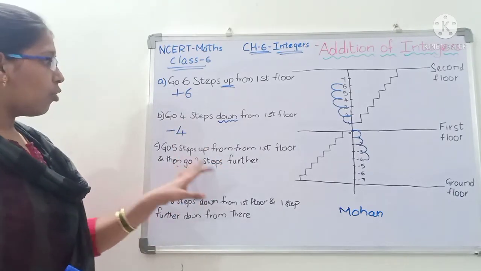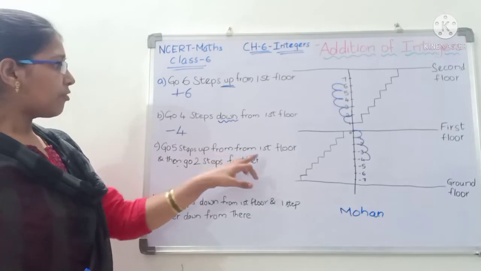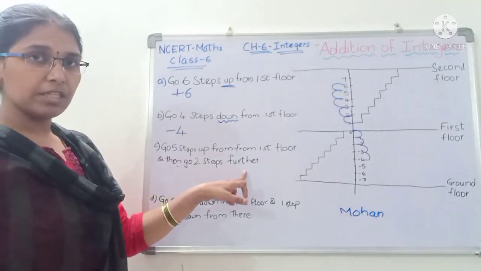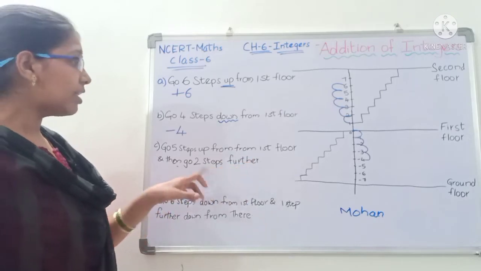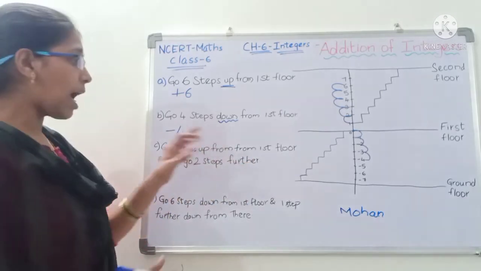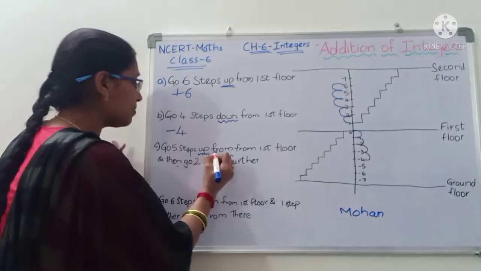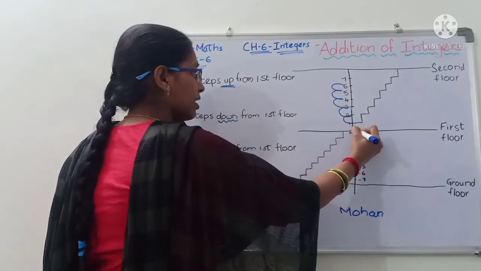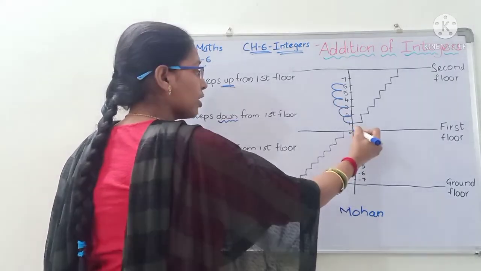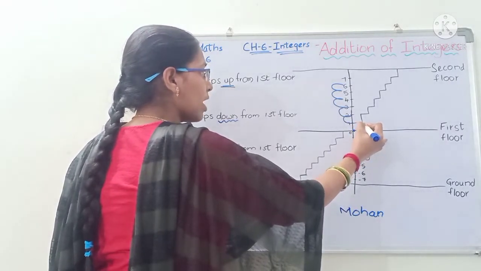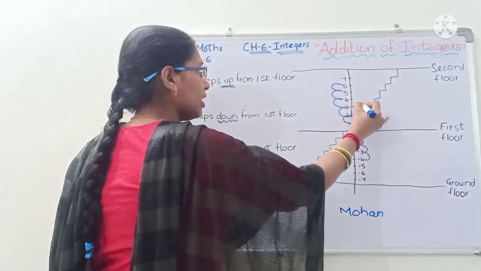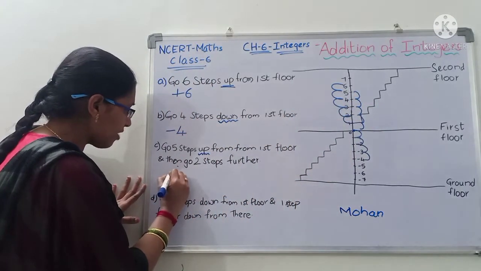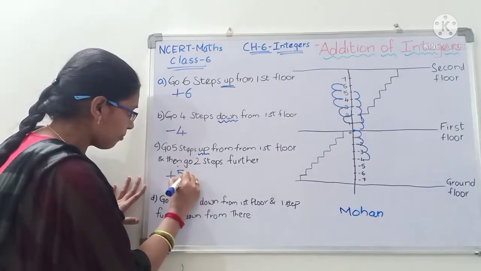Next question. Go 5 steps up from the first floor and then go 2 steps further. What you are telling Mohan? First, go 5 steps up from the first floor. He is at first floor 0. You are telling go 5 steps up. 1, 2, 3, 4 and 5. 5 steps up. So the value will be plus 5.